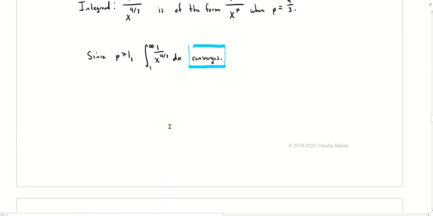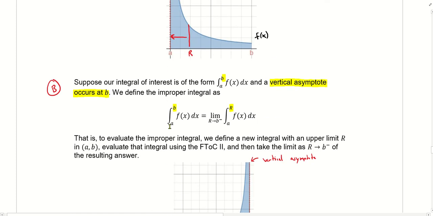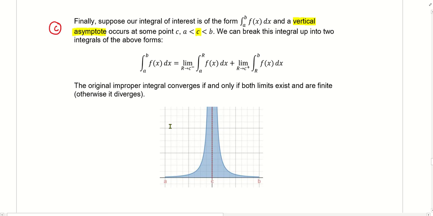So more specifically, plus a visual, if we're integrating from a to b, let's say c is the point where we have a vertical asymptote. So in our first integral, we integrate from a to r, where we're going to let r go to c from the left, and we add that to the integral from r to b, where we eventually take the limit as r goes to c from the right.